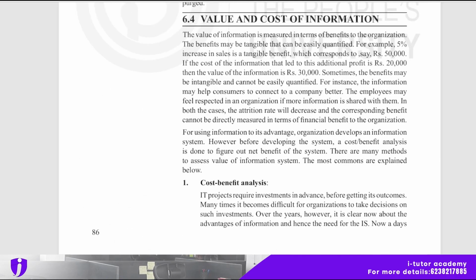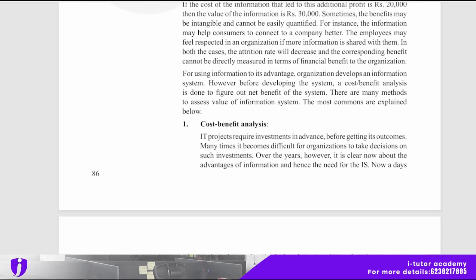And value and cost of information: this is the fourth subsection of unit 6. The value of information is measured in terms of benefit to the organization. The benefits may be tangible, that can be easily quantified. Example, a 5% increase in sales is a tangible benefit which corresponds to say Rs 50,000. And if the cost of information that led to that additional profit is Rs 20,000, then the value of the information is Rs 30,000. And therefore, using information to its advantage, the organization develops an information system.